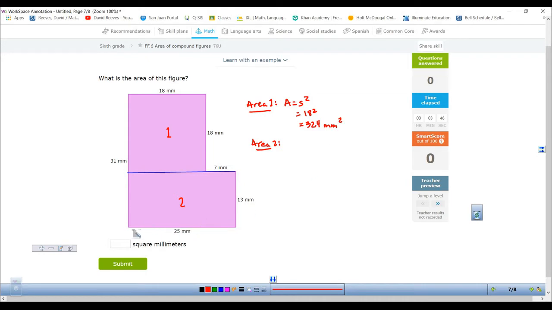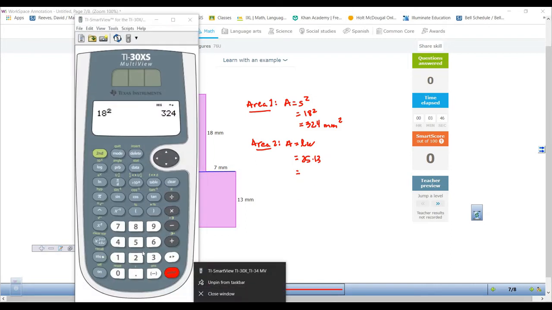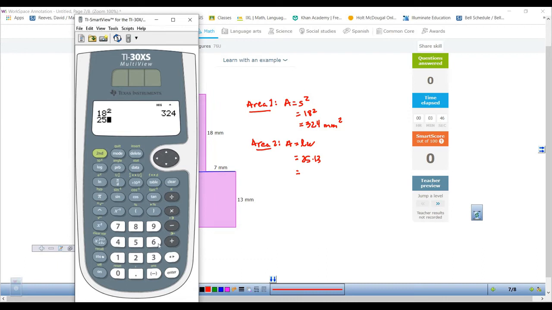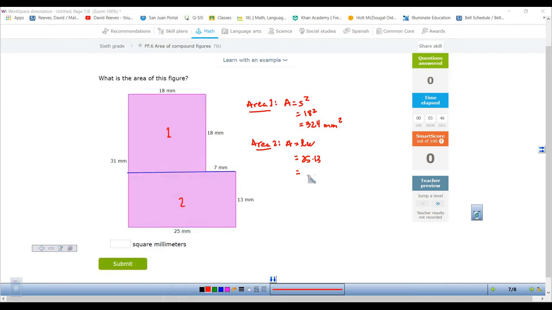All right, rectangle 2 right here, straight across is 25, right? For a rectangle, by the way, the area is length times width. It's going to be 25 times 13. Again, you're welcome to use a calculator if you want to. 25 times 13, length times width, I get 325. And again, that would be millimeters squared.